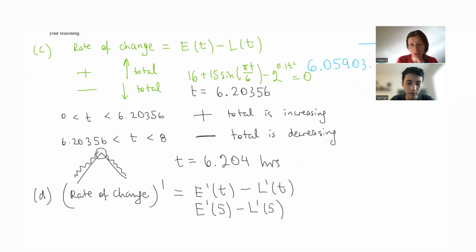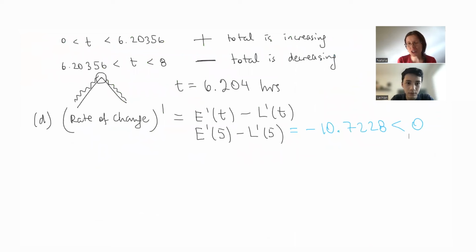We enter the derivatives on the calculator and we get the value of negative 10.7228, which is negative. So what conclusion do we write? That indicates that it's decreasing. The rate of change is negative, so it is decreasing. It's getting smaller. The change of the rate of change is negative, so our rate of change is decreasing. All right, that's all for this question.